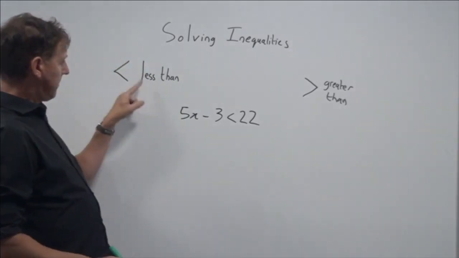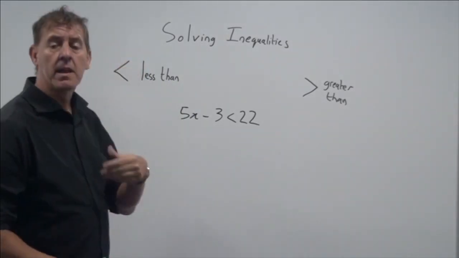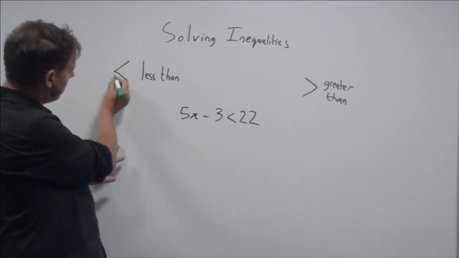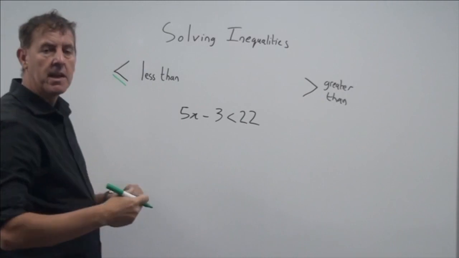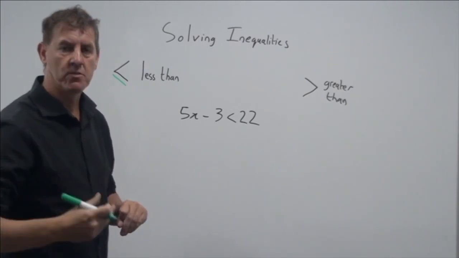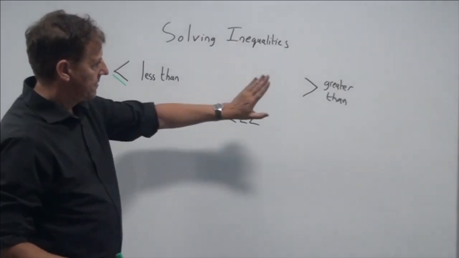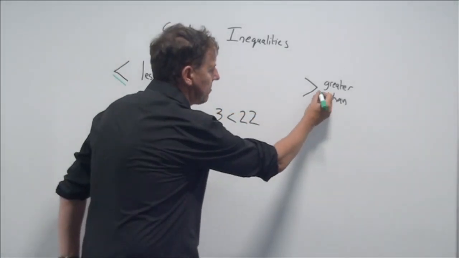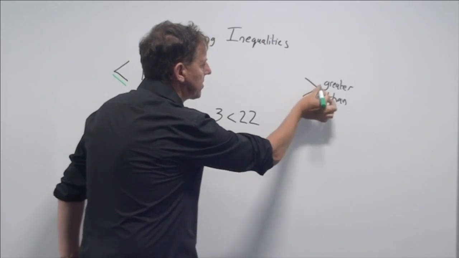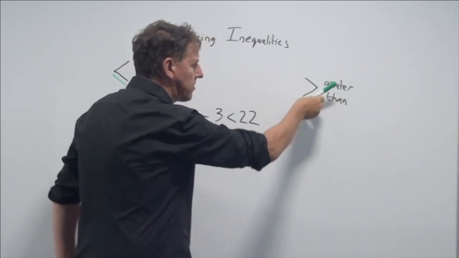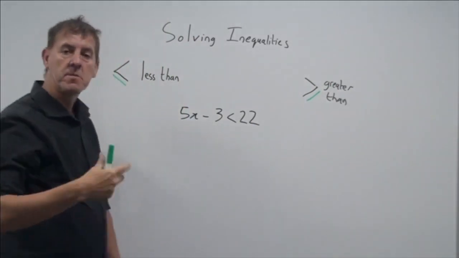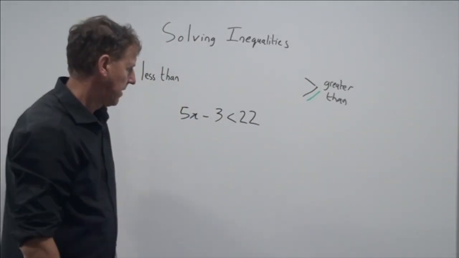Here, if it's facing this way, it means less than. Remember, if I suddenly put that extra line in, it means less than or equal to. If it's facing this way, it means greater than. Again, if I put the additional line in here, it means greater than or equal to. You can see the equal sign there. It means it's allowed to equal it as well.